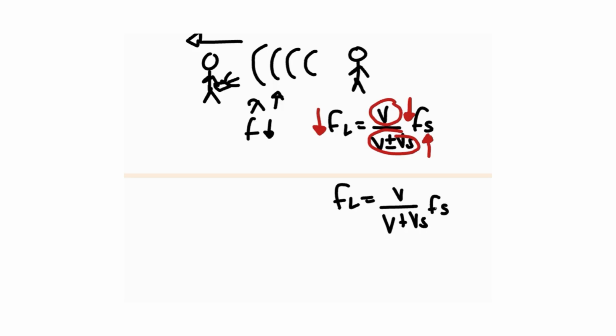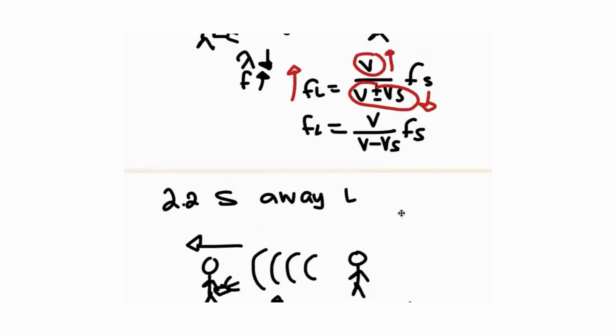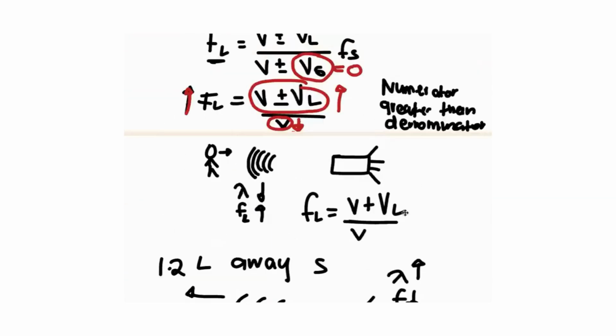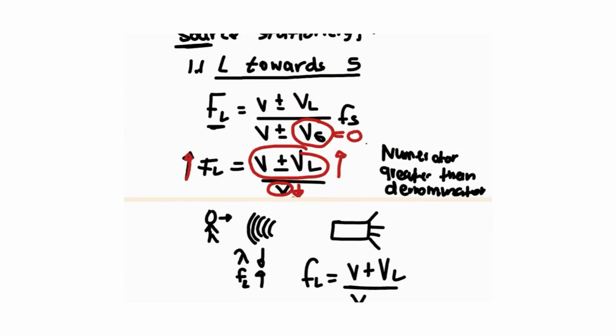times Fs. Okay, I hope guys you have gotten this, because this is going to help you when you decide on the plus or minus of this formula. Just remember, you just need to first write down the full formula and then check which one is stationary. After finding out that the source is stationary or the listener is stationary, you get rid of that velocity because it's a 0.